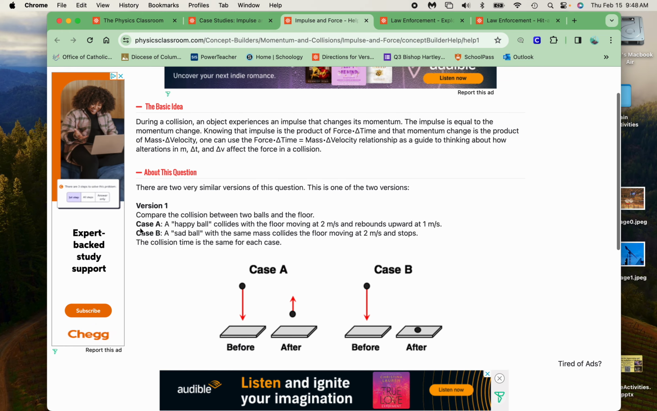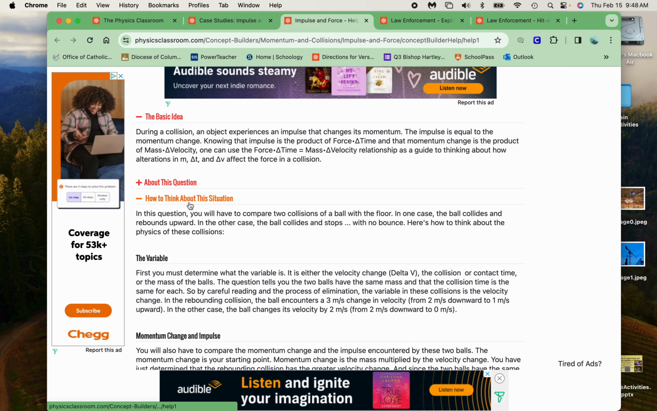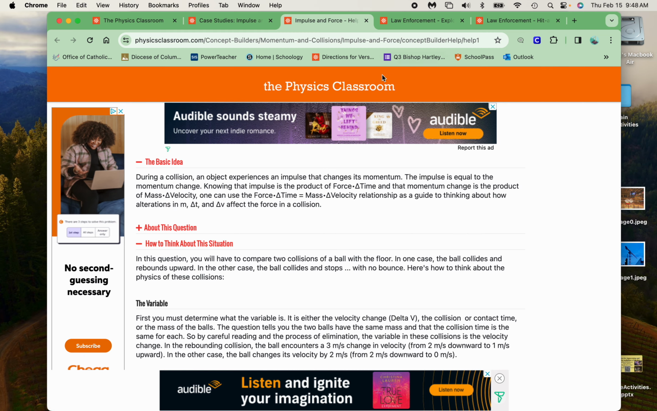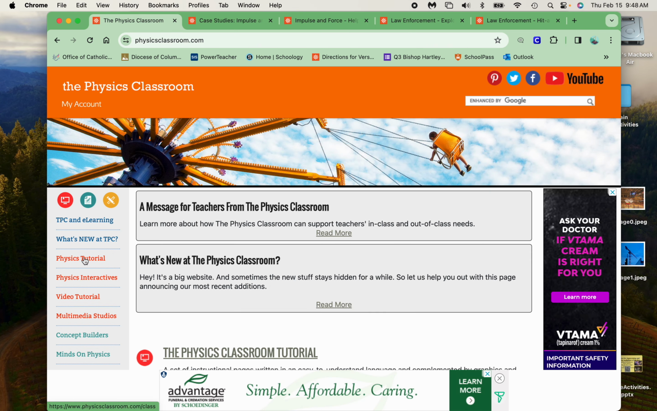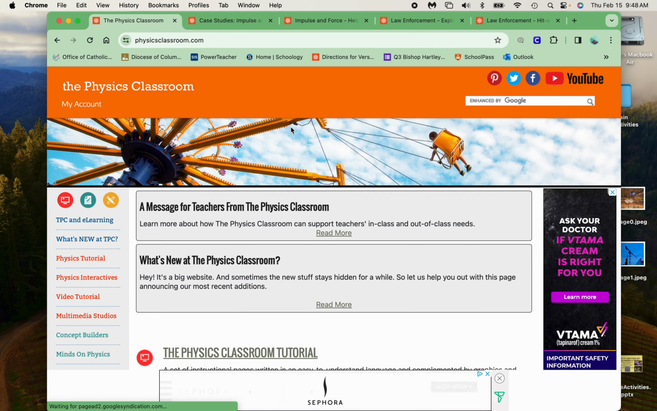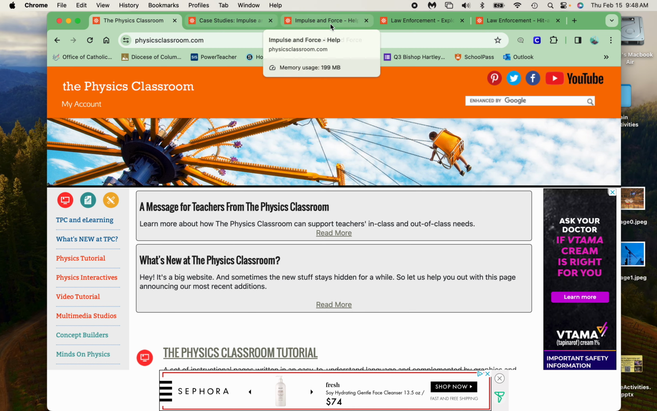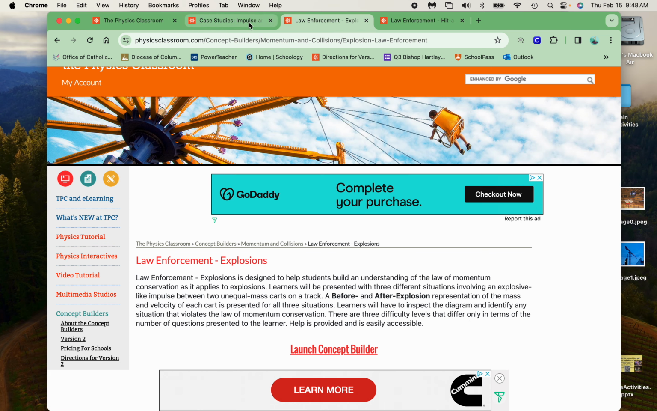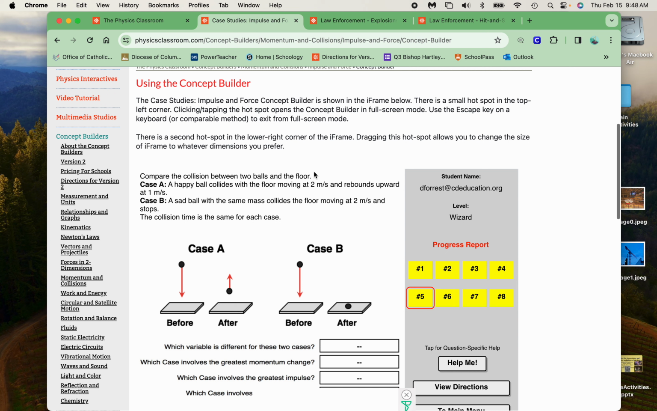There's also parts on the Physics Classroom tutorial on momentum as well. I think I put a link to that earlier, which can help you with your understanding as well. So I'm going to get out of the help menu. I'm going to go back here and look at this example. So you want to read these carefully.